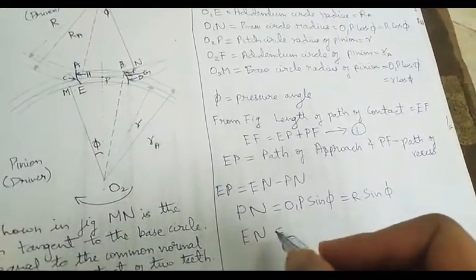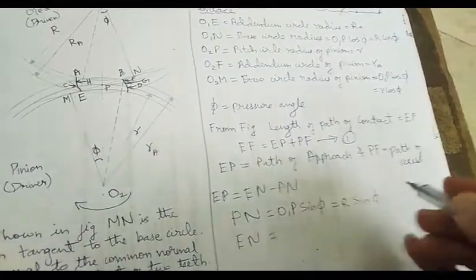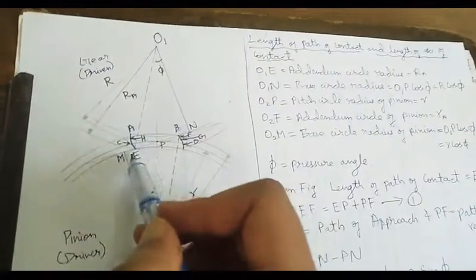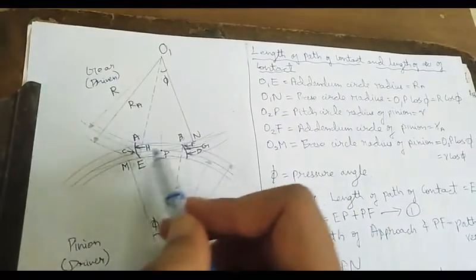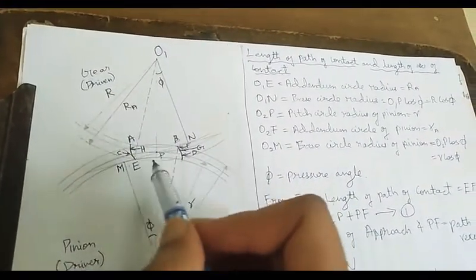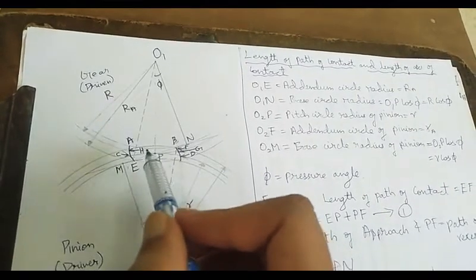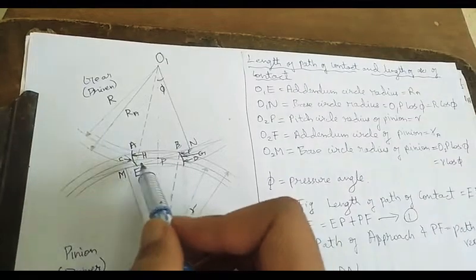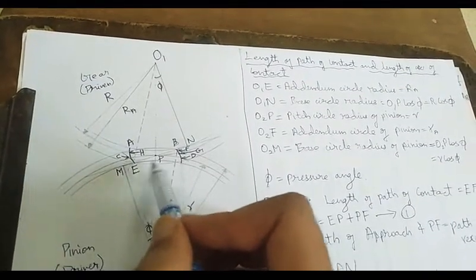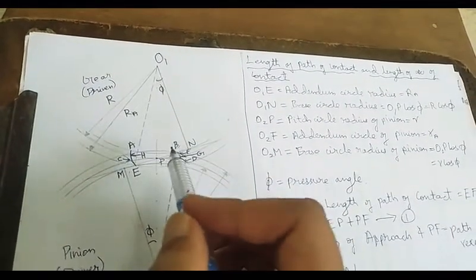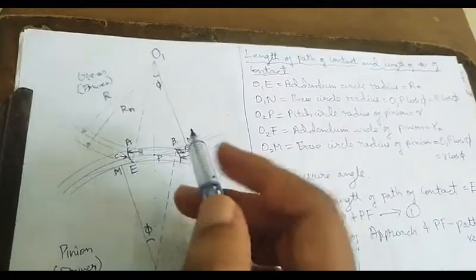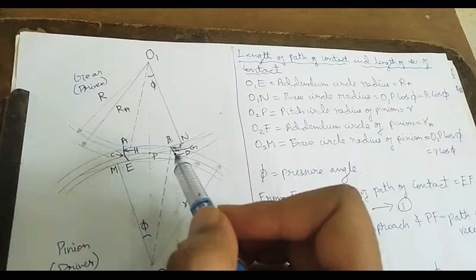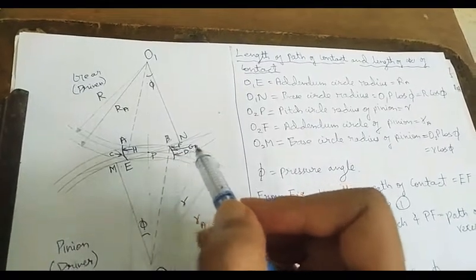Similarly, En is nothing but, from the figure you can see that En is nothing but square root of O1e square minus O1n square. So it is nothing but square root of RA square minus R square cos square phi.